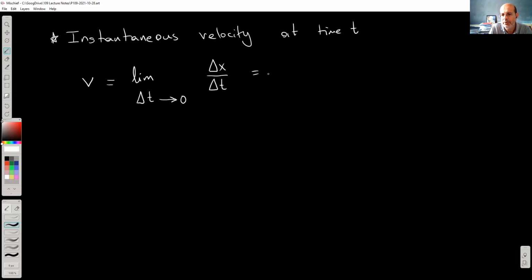So let me, first of all, write it down like that. I'm not going to do any limit calculations here, but I'm just going to use some common sense in a way to derive certain things. So let me just say it like this. The limit of average velocity when the time difference delta t goes to 0.